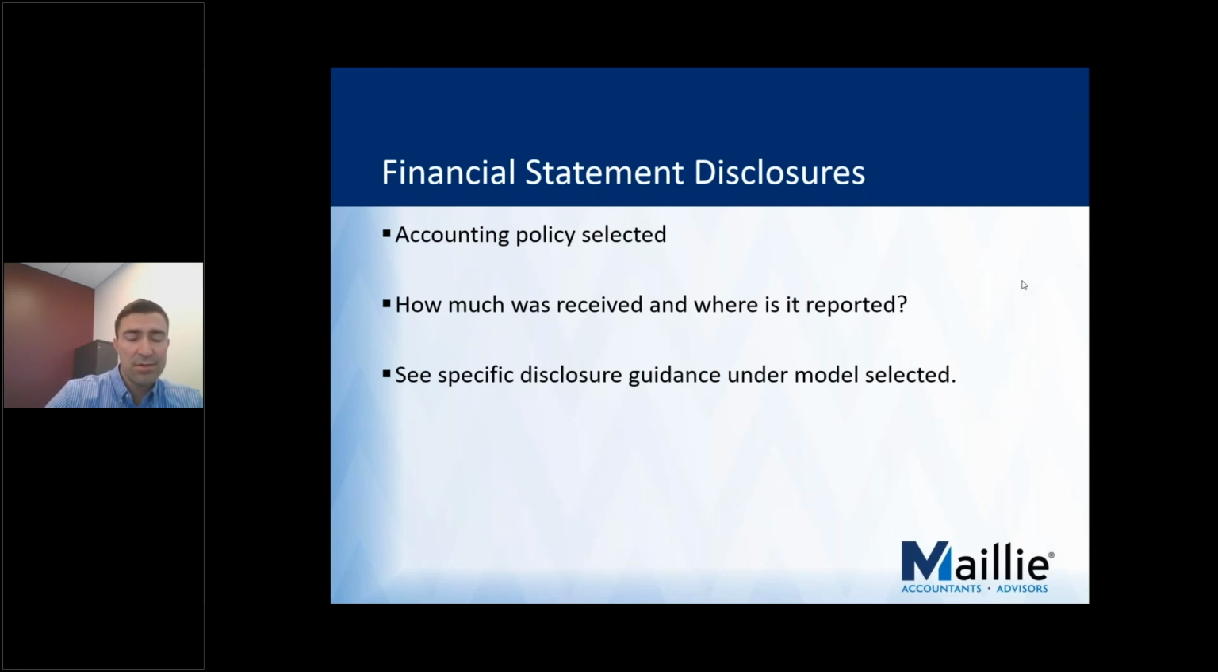So for example, your disclosure might read, the entity has received $100,000 in PPP funds. Of this amount, $50,000 were recognized as revenue on the government grant model in the reporting period, and $50,000 remain reported as a liability at year end. And then additionally, entities are going to have to consider the disclosure requirements of the specific guidance you've selected. So if you choose the debt model, your disclosures will look similar to other debt disclosures where you're disclosing terms of debt and future maturities.